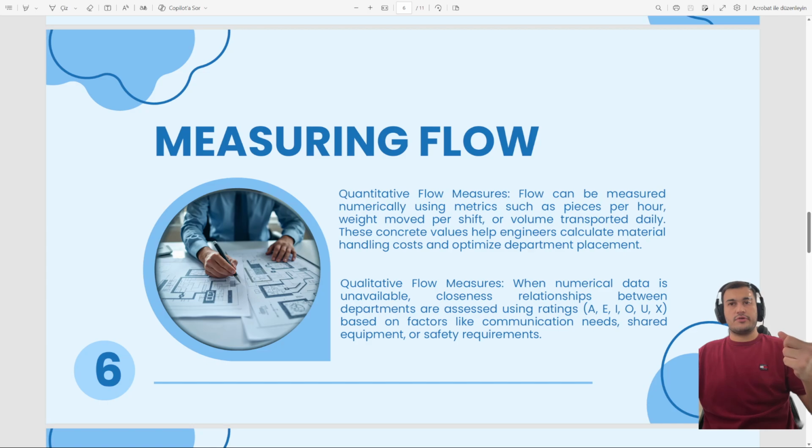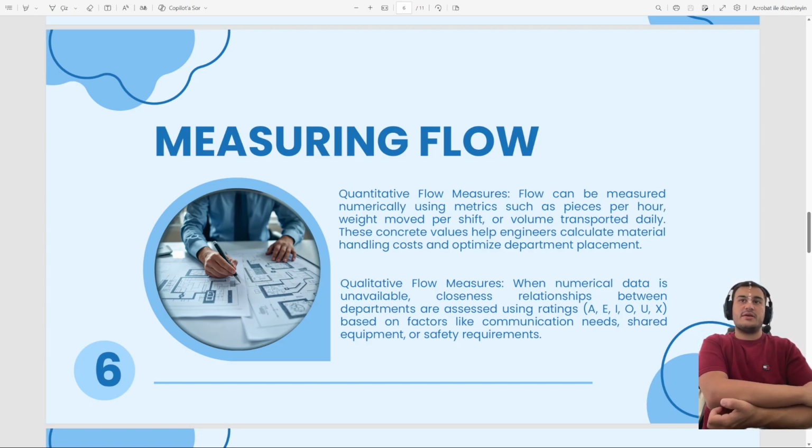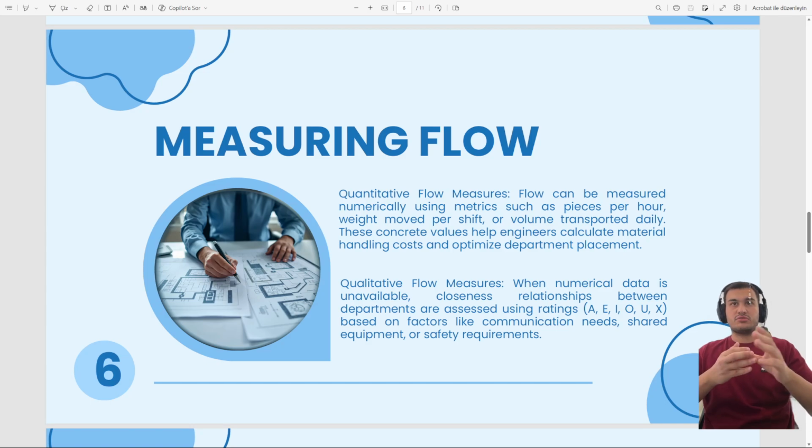Now we are going to talk about measuring flow, quantitative and qualitative. This is going to be our second main objective. In this part, we are going to talk about flow measurement techniques. The quantitative and qualitative measures, as you can notice from their names, differ in numerical and non-numerical data.